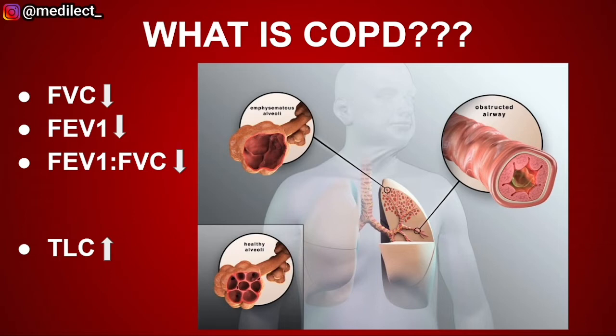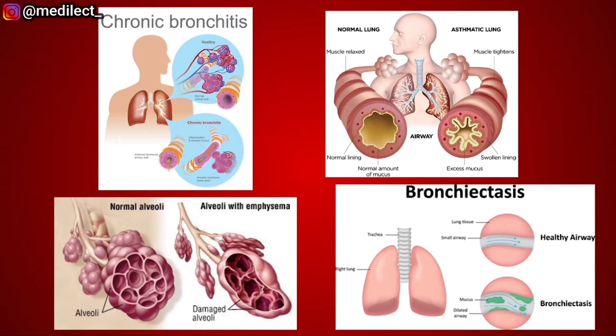And this is the common phenomenon seen in COPD. That means the amount of air you have inspired, you are not able to exhale, and because of this, there is retention of the air in your lungs. So again, there are 4 types of COPD: chronic bronchitis, asthma, emphysema, and bronchiectasis. In this video particularly, we will discuss chronic bronchitis and emphysema.